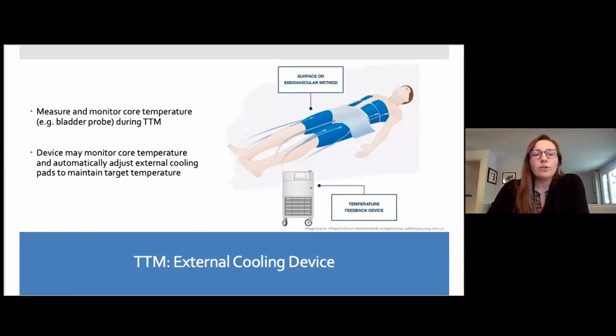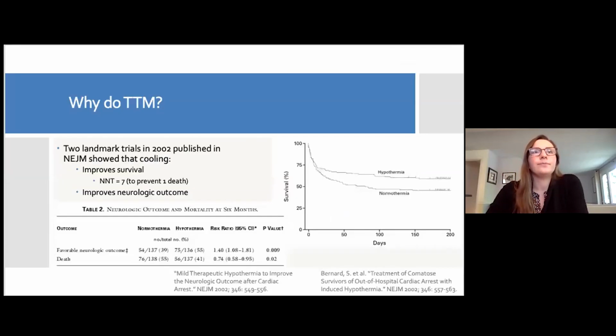Many places use external cooling devices such as this one, where pads are stuck to the patient and have circulated temperature controlled fluid running through them. You need to have a continuous temperature monitor, so not an axillary temp, but something that measures core temperature, like a bladder probe. And then that relays information to a temperature feedback device that is external to the patient that then automatically adjusts the cooling pads to maintain that target temperature.